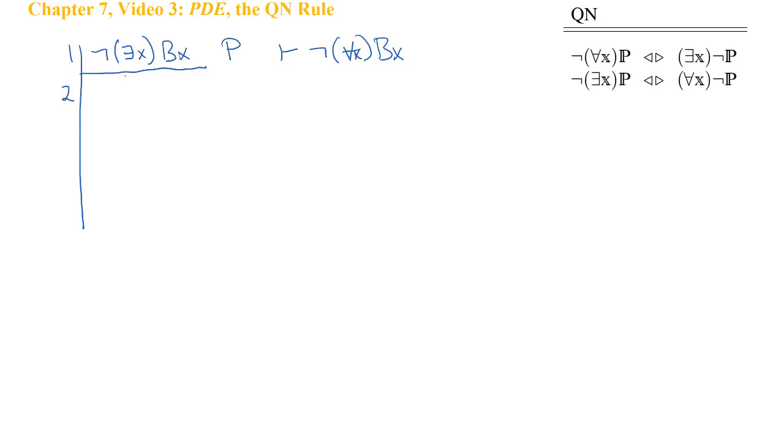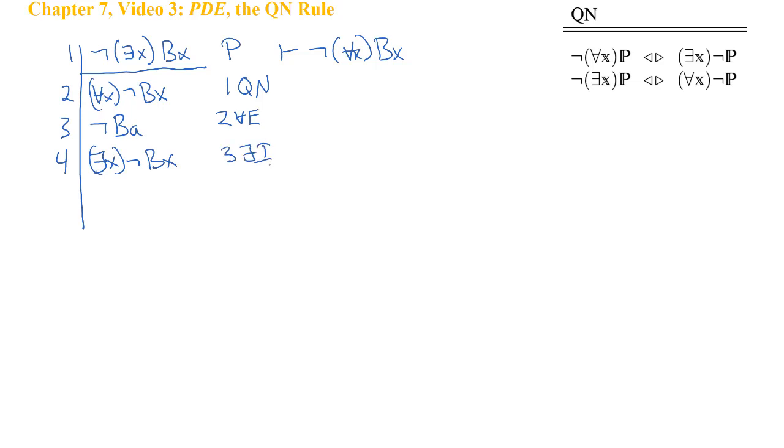Shove that hook in line 1 in, flipping the existential to universal. We get all x not Bx. That's 1 QN. Now do a universal elimination on that, looking at not Ba. That's a simple universal elimination. Now, if we've got not Ba, we can do an existential introduction, get some x, not Bx, and then do a quantifier negation where we pull that hook out across the existential, leaves the hook out here, changes the existential to a universal, and we wind up with that. Nice and simple.